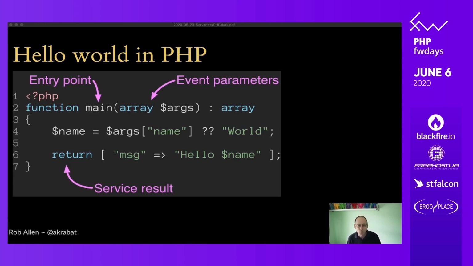You then go do your work, and then you need to return a result. We call that result the service result. And it's an array of key value pairs. So nothing particularly complicated going on here. You can write that sort of code in your sleep.